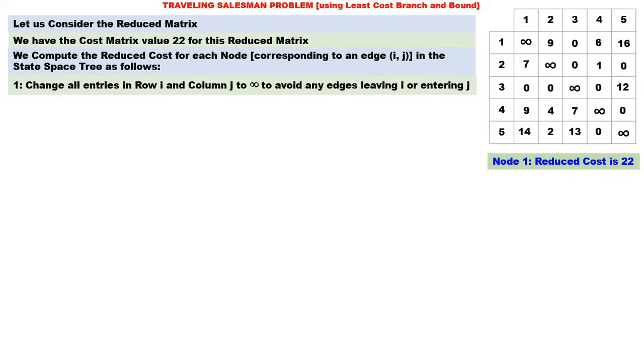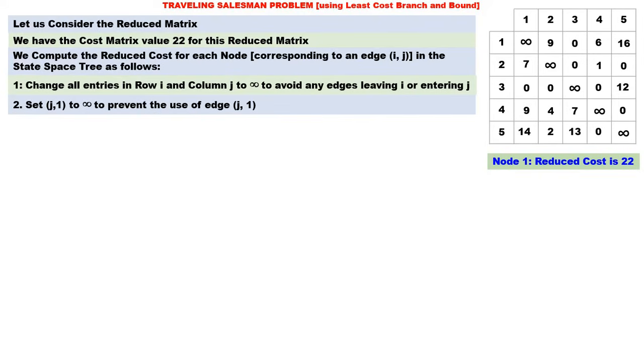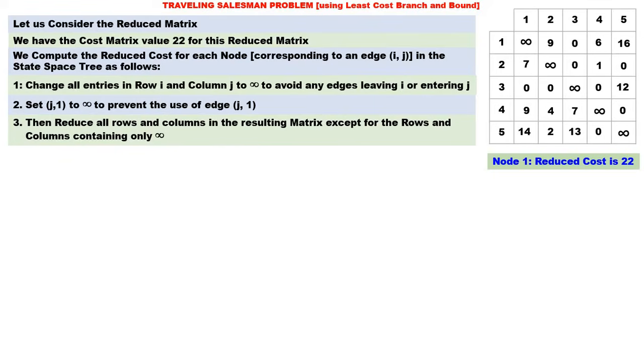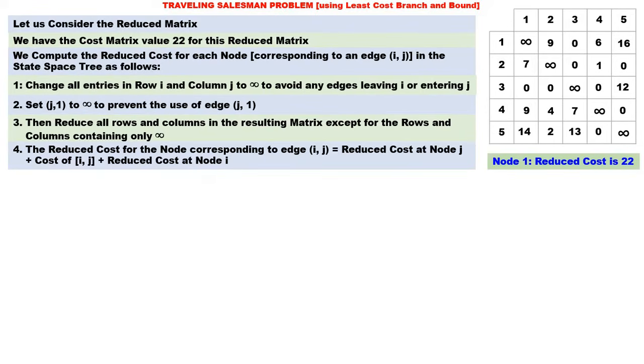When the edge is I comma j, change all the entries in row I and column j to infinity to avoid any edges leaving I or entering j. Second step, j comma 1 should also be made infinity. Next, we have to reduce the rows and columns in the resulting matrix. But if all the elements in a row are infinity, we don't do anything. If all the elements in a column are infinity, we don't do anything. With an example, it will be more clear.